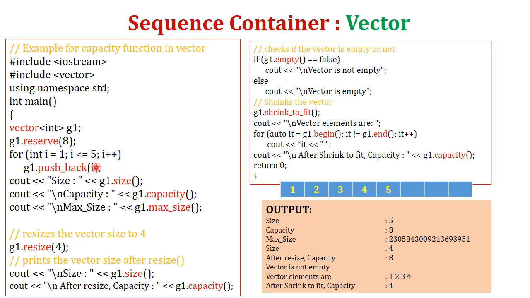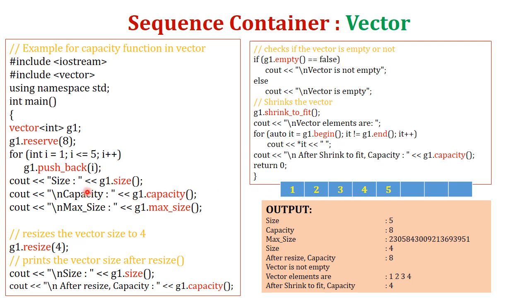Then we are going to push values into the vector memory location. Now the loop will rotate 5 times. Every time it will get the I value, then we are going to push the value into the vector. For example, 1, 2, 3, 4 and 5.